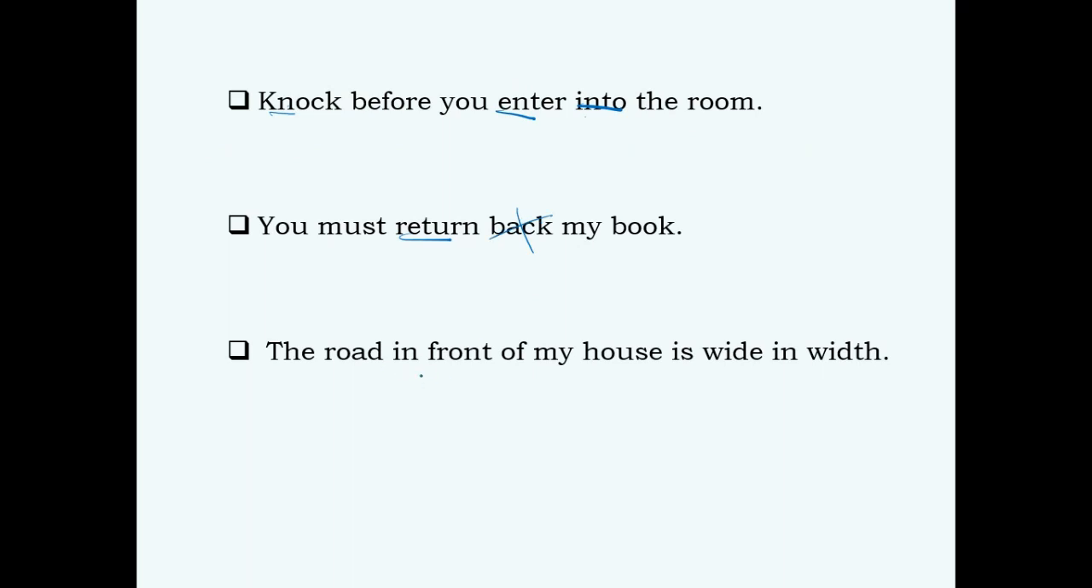All right, the road in front of my house is wide in width. Wide is already showing the length of it in terms of wide. So you don't have to say in width. You can just say the road in front of my house is wide. Okay, all right. So these are very common errors that students tend to make.